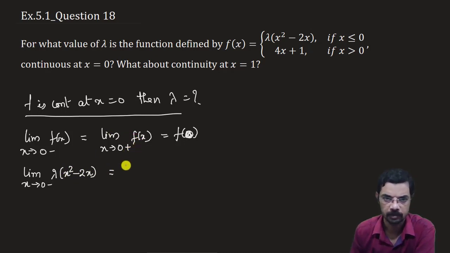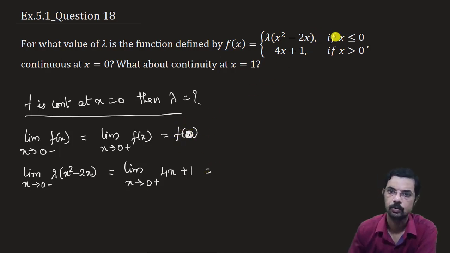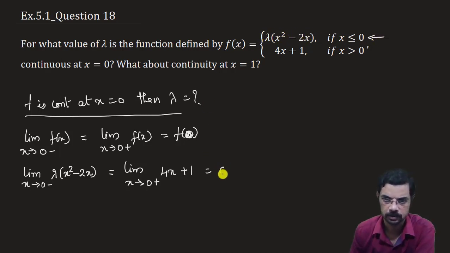And for the right hand limit, the limit of x tends to 0 from the right, f of x is defined as 4x plus 1, and the value of f at 0 is given from the first part, and that is 0. When you put x equal to 0, the whole expression becomes 0. Here also when you put x equal to 0, this becomes 1, so 0 equal to 1 is not possible.